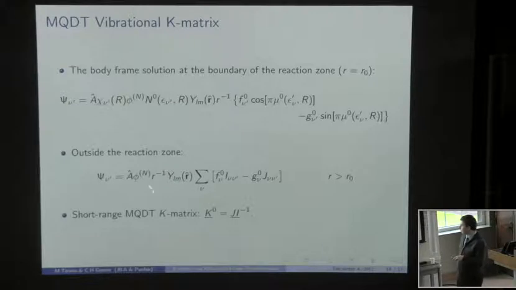And the matching of these two solutions on the boundary of the reaction region allows us to determine these I and J matrices, and this formula determines the MQDT short-range K-matrix that can be transformed into the physical K-matrix using the standard MQDT procedures of elimination of the closed channels.